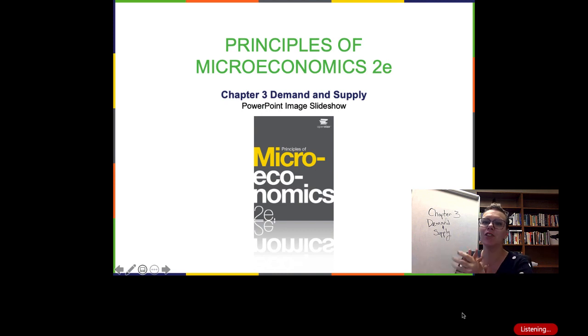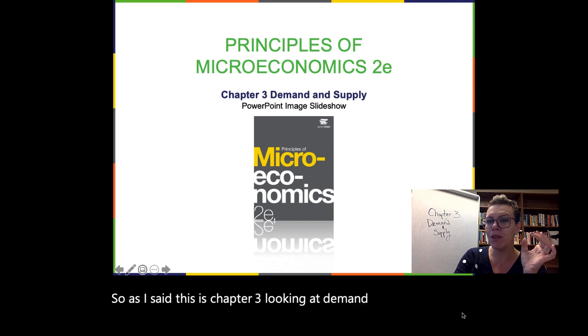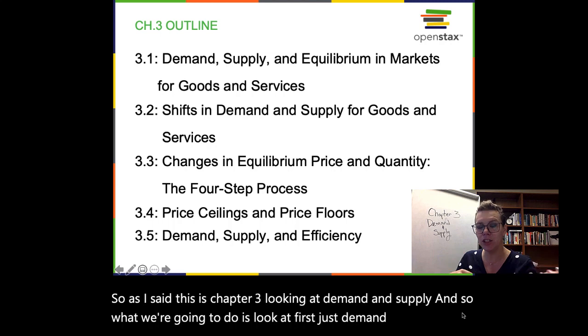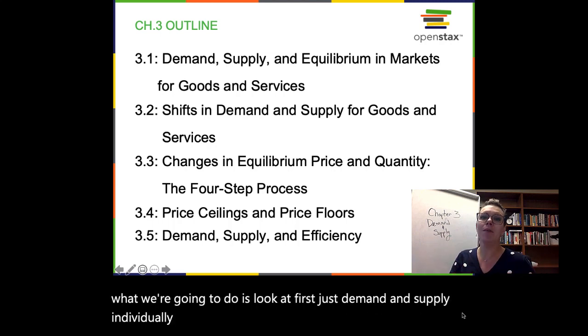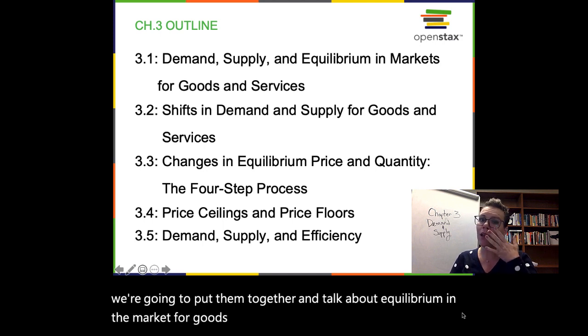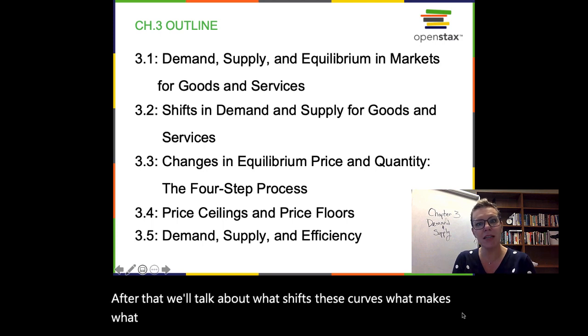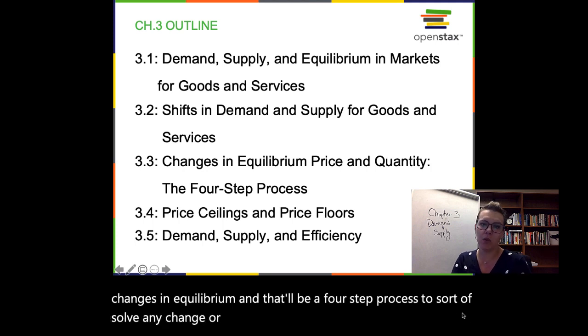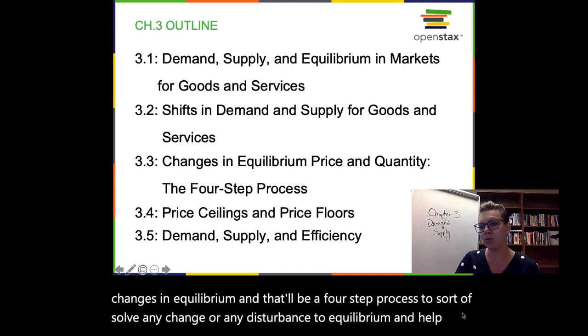Okay. So, as I said, this is Chapter 3, looking at demand and supply. And so what we're going to do is look at first just demand and supply individually, independently, figure out what those are, and then we're going to put them together and talk about equilibrium in the market for goods and services. After that, we'll talk about what shifts these curves, what creates changes in demand and supply. We'll talk about changes in equilibrium, and that'll be a 4-step process to sort of solve any change or any disturbance to equilibrium and help us really understand how equilibrium is determined.